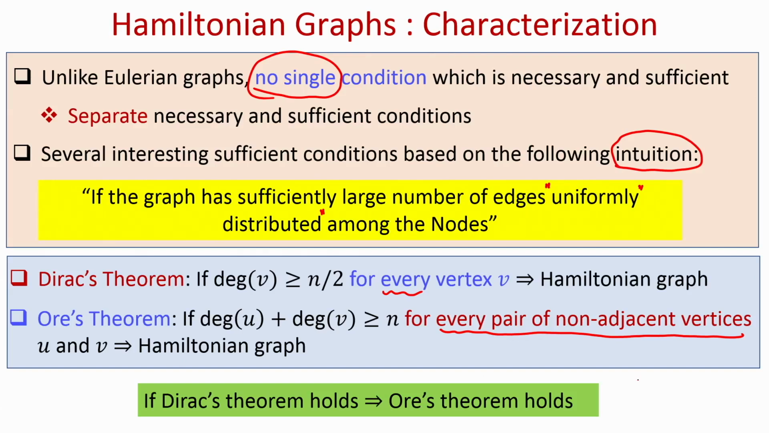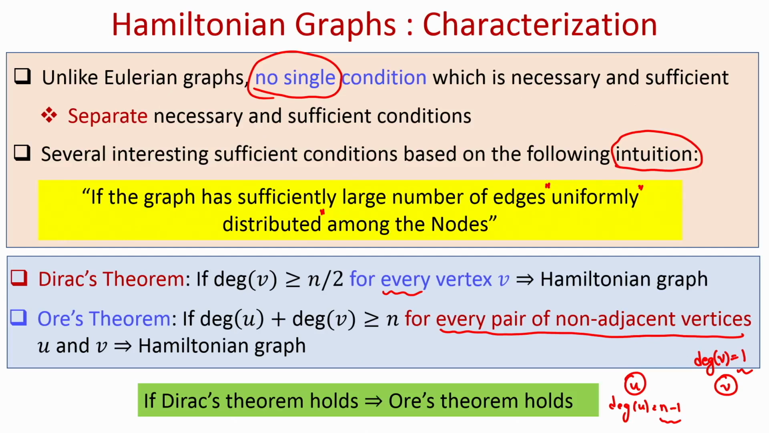You may have a pair of vertices u and v which are non adjacent, where the degree of u is n minus 1 and the degree of v is 1. In total the sum of their degrees is at least n, but u is taking the bulk of the degree, whereas v is taking a very small degree, namely 1. But Ore's condition says that even in this case the graph is Hamiltonian. So in that sense Ore's condition is more flexible; it does not put too much restriction in terms of degrees on the vertices of the graph.